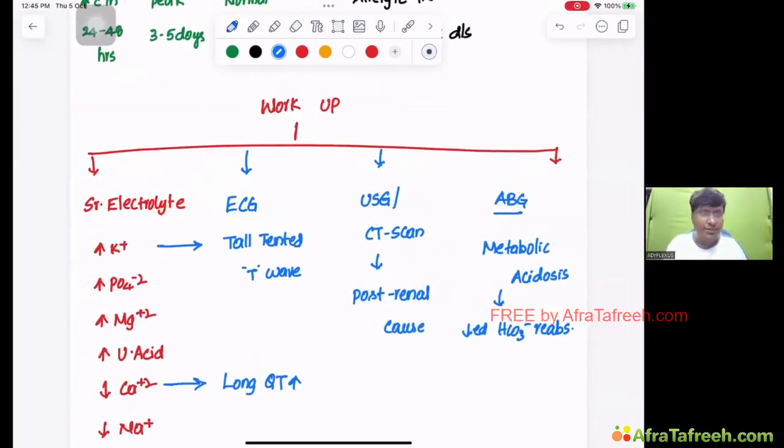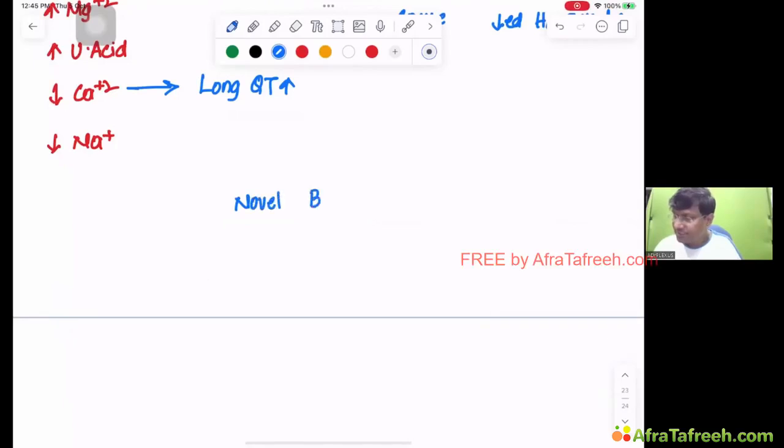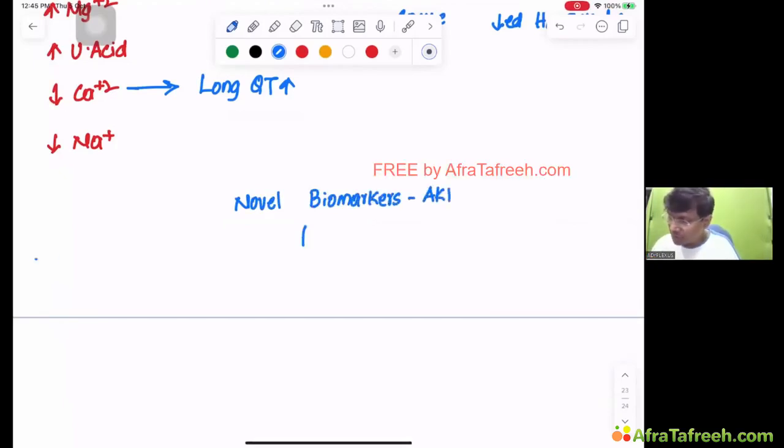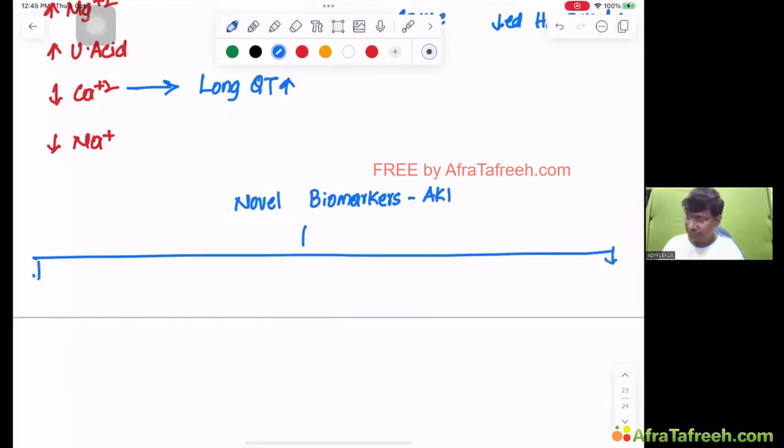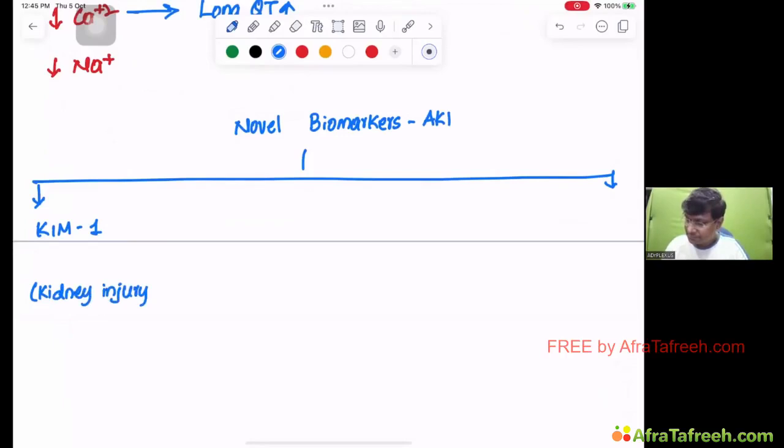Then followed by that, you need to know important biomarkers. There are novel biomarkers of acute kidney injury. So what do we mean by novel? New biomarkers. These novel biomarkers of acute kidney injury include, number one, KIM1. This KIM1 stands for kidney injury molecule 1.